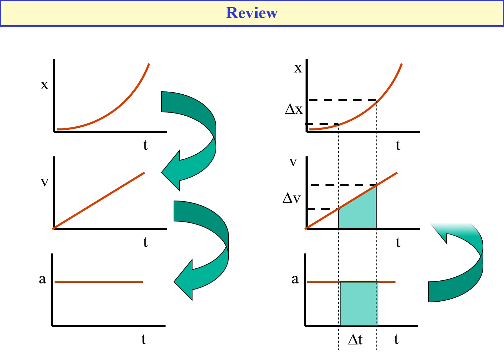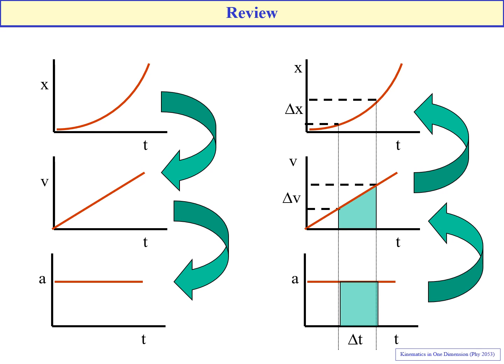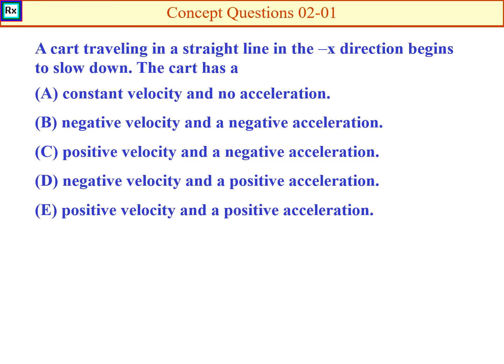All right, just to review, the derivative of position versus time gives me velocity versus time. The derivative of velocity versus time gives me acceleration versus time. Likewise, the integral, the area under an acceleration versus time graph, will give me a change in velocity. And the integral of velocity versus time will give me the change in position. So you can see how the derivative takes you forward and then the integral takes you back.